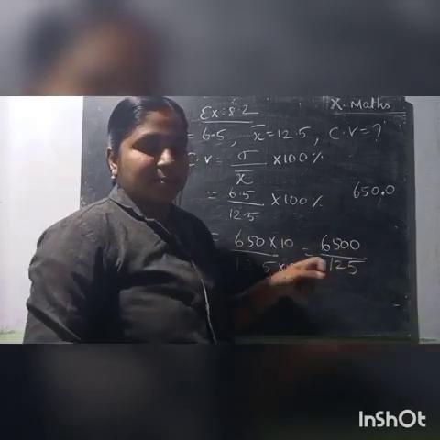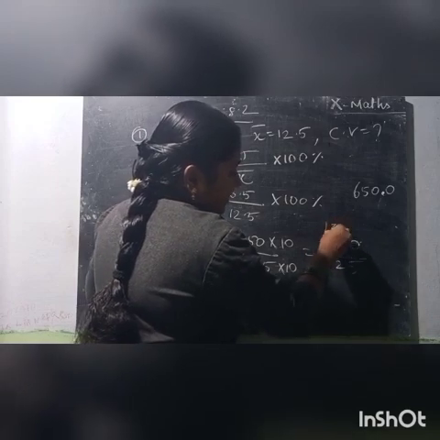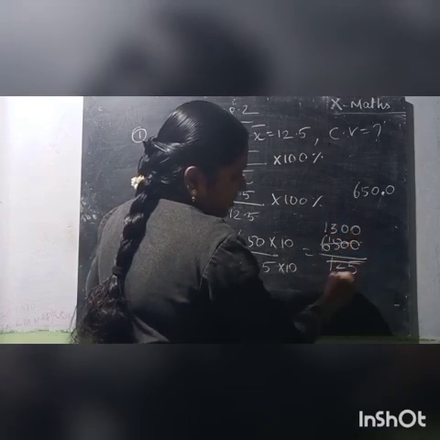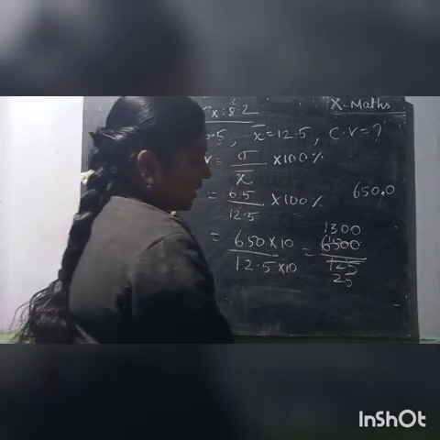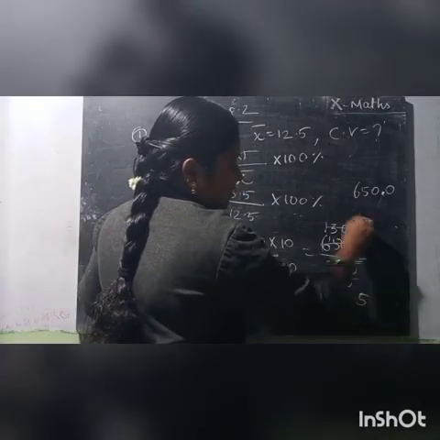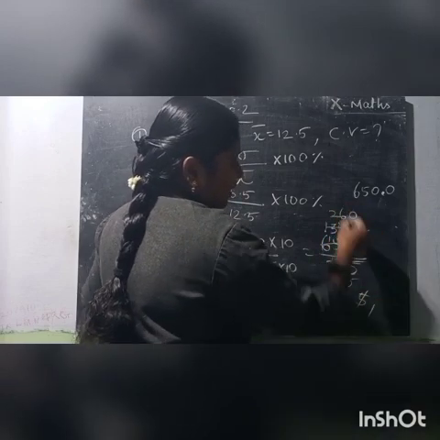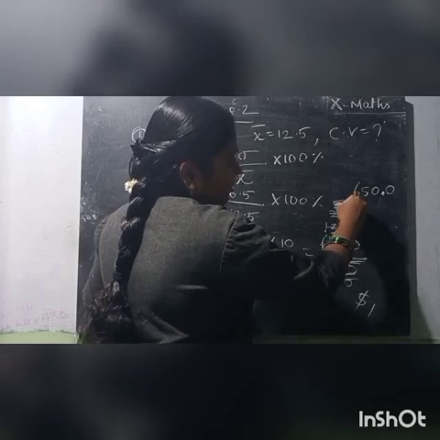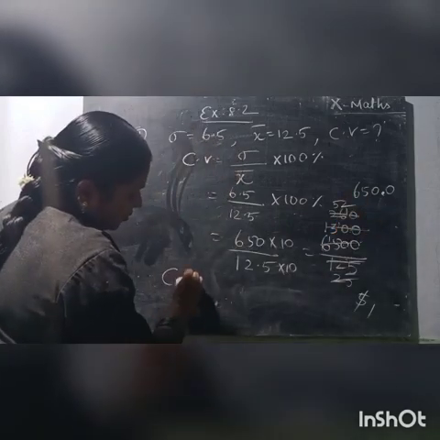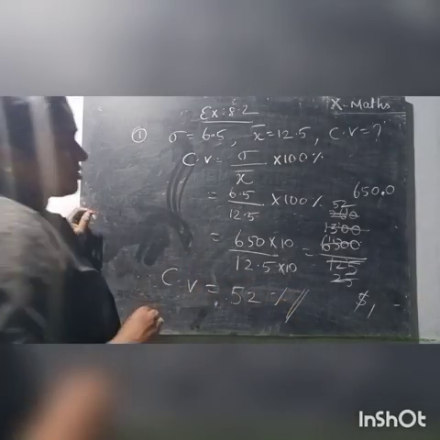So now we can simplify by the 5 table. 1 time in 15, 3 times. Here 2 times 10 in 25, 5 times. Again by the 5 table, 5 times. 2 times in 30, 6 times. This 0. Again by the 5 table, 1 time. 5 5s are 25, then 1. So 2 times. So now the coefficient of variation is 52%.